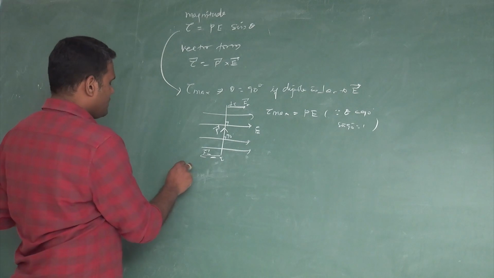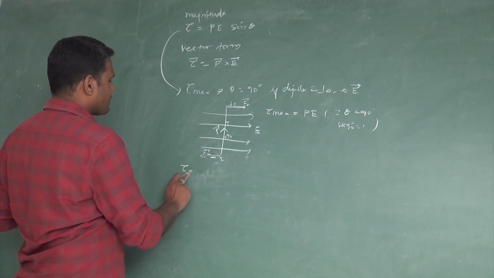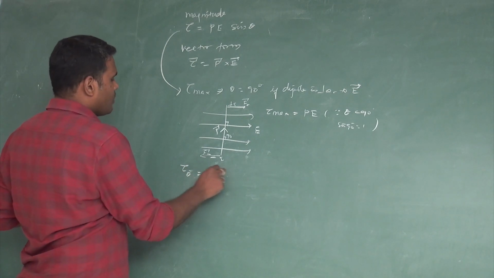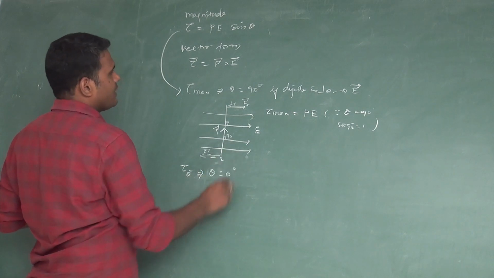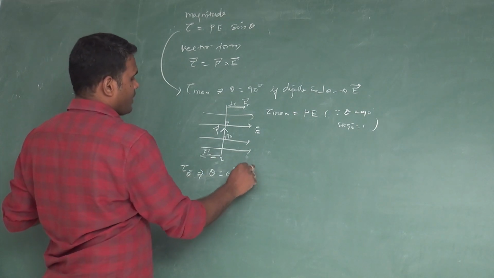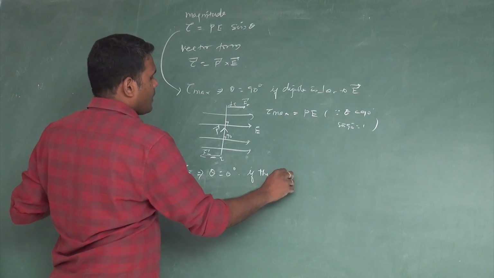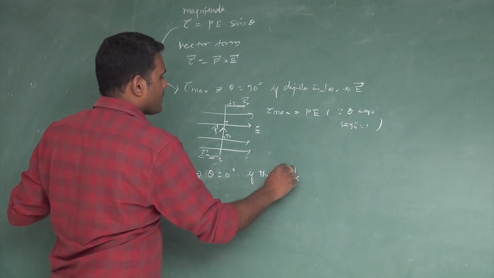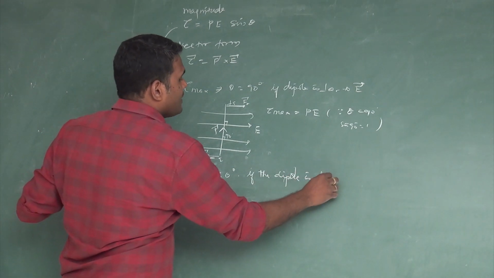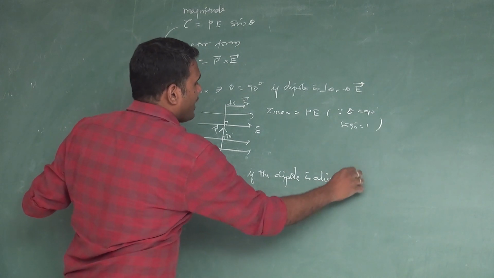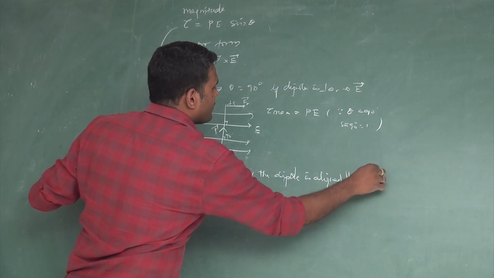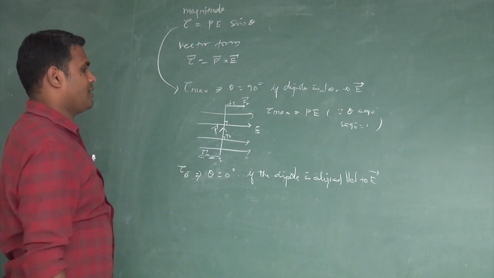And the torque is 0 when theta equals 0 degrees. That is, if the dipole is aligned parallel to the electric field.